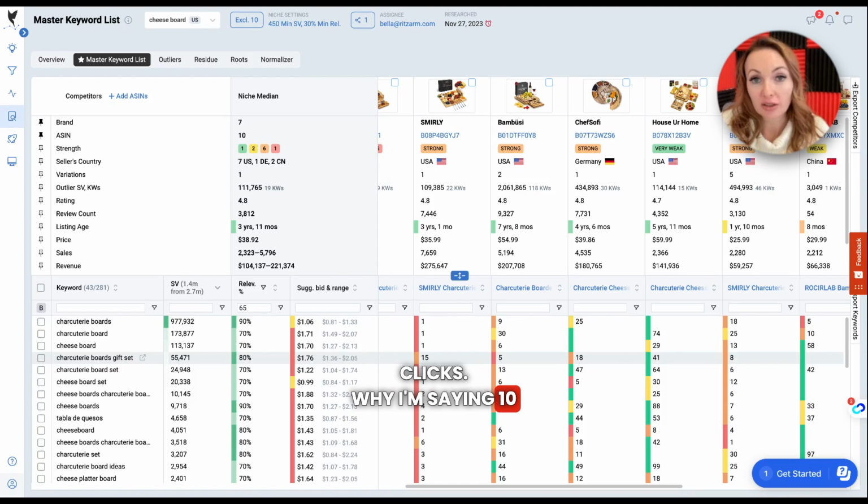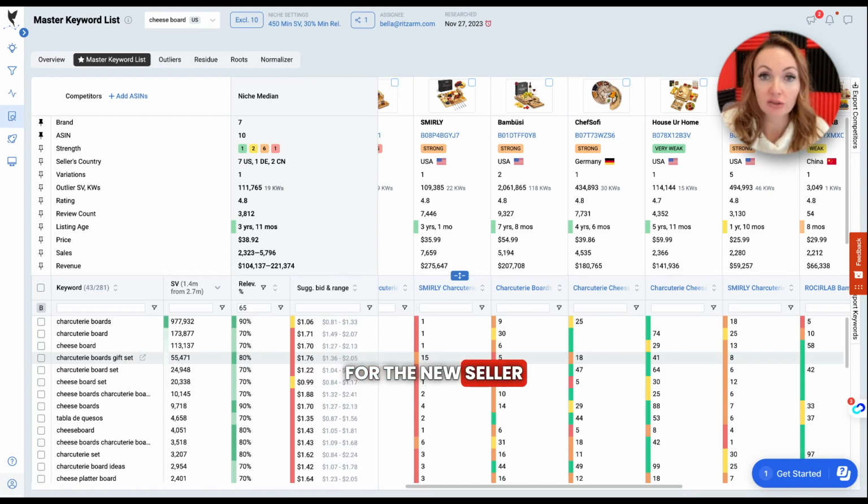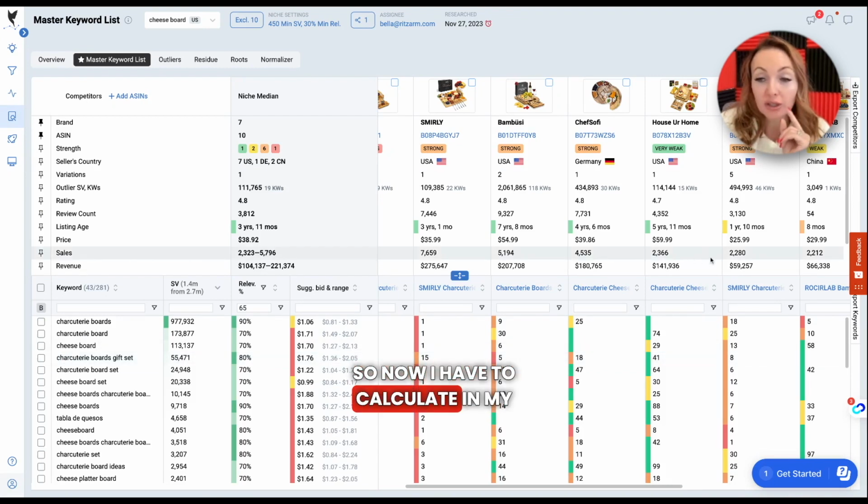Why am I saying 10 clicks? Because the average conversion rate for the new seller is 10% on their listing. So now I have to have about $17 in clicks minimum to sell 1 unit. So now I have to calculate in my head.